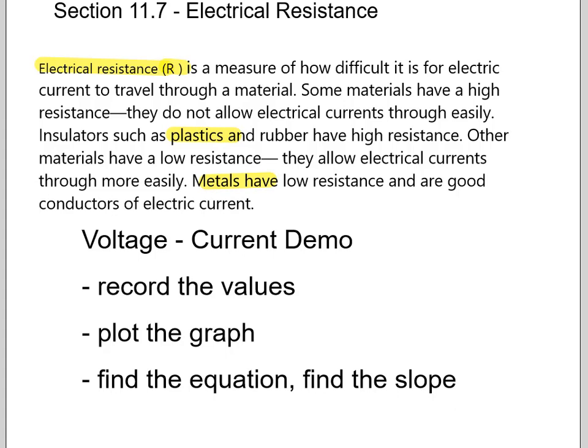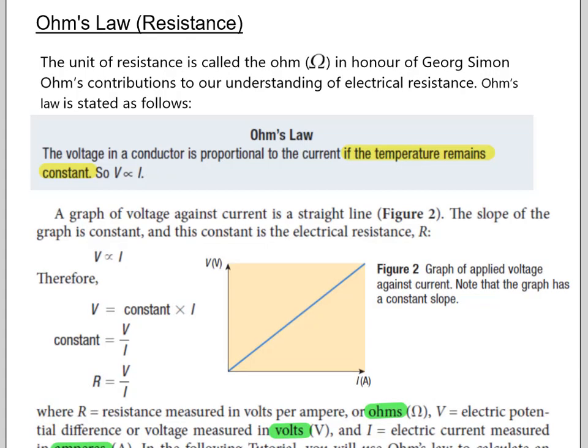Other materials have a low resistance and allow electric current through more easily, and generally those are metals. We call those conductors. We've already talked a little bit about those. Now normally I would do a voltage current demo here, but I think we're going to skip that and just go straight to the results, mostly for interest of time.